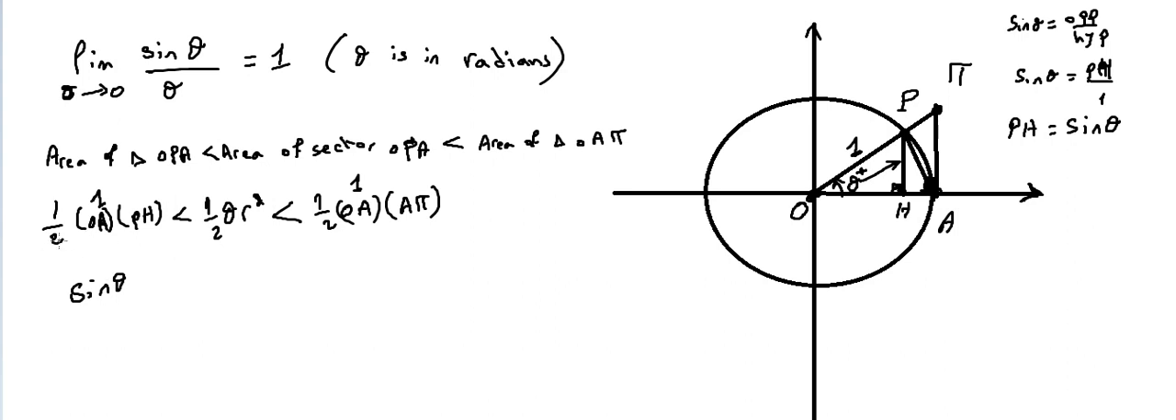OA is 1, and we multiplied by 2 to get rid of the half. Theta is theta, the radius of the trigonometric circle is equal to 1, so the radius squared is 1, and half is 1 now. OA is 1, and AT is the tangent, because tangent theta is equal to AT divided by OA, opposite over adjacent, and OA is equal to 1, so the tangent is AT over 1, which is AT. So this is tangent theta.